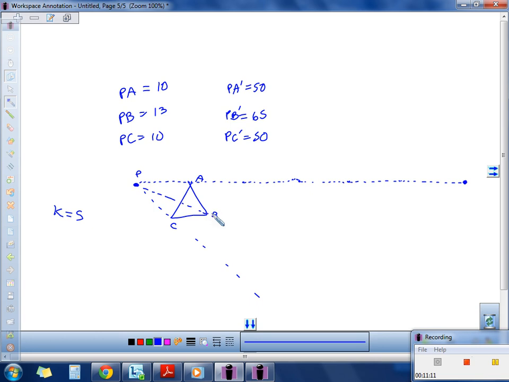The cool thing is, if you extend all these out, you can actually create a number of different pictures that are the same. So watch this. I'll create another one over here. If this was your A prime, your B double prime, and your C double prime, how do you think I'd figure out the scale factor?